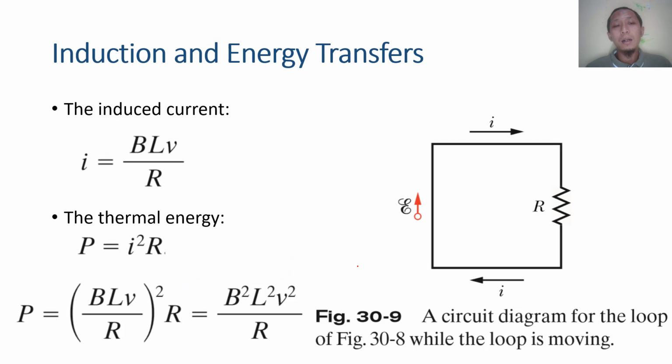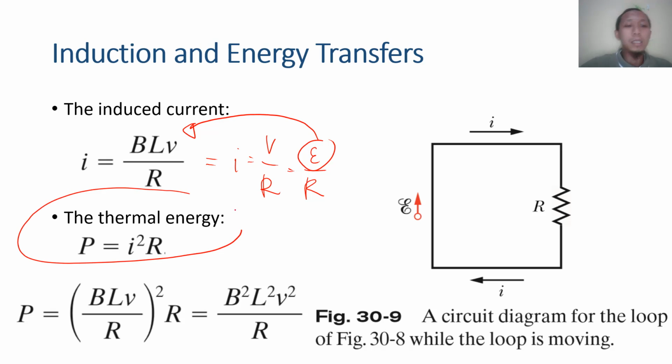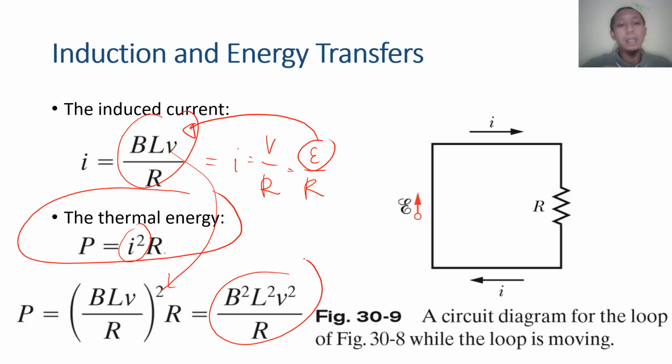And then how much is the induced current in the wire? I is equal to EMF per R, so I is BLv per R. And then the thermal energy, P, is equal to I squared times R. We substitute I using this, so we get P equals BLv over R, squared, times R. So we can use this calculation to calculate the thermal energy.